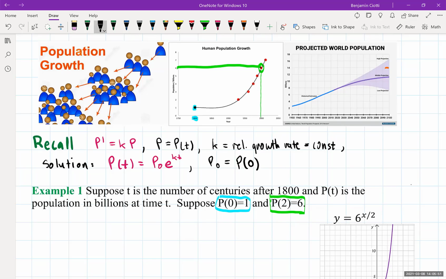So let me now find the population at time T. Let's use the solution that we already found from last time and write down, okay, so P of T is P naught e to the KT, and P naught is given. I just said that the way that we are setting up this model, the initial population is 1, for 1 billion.